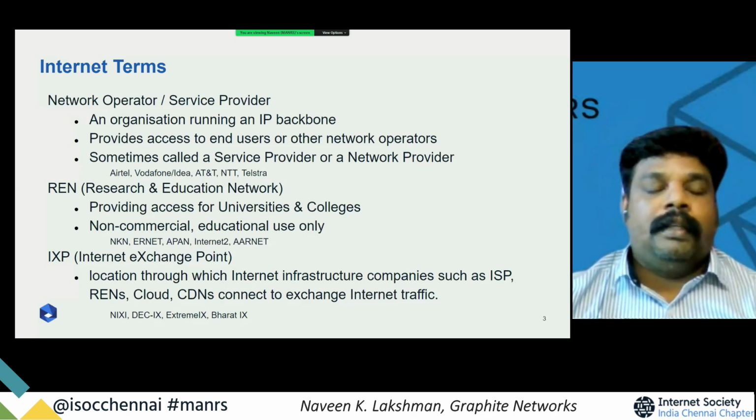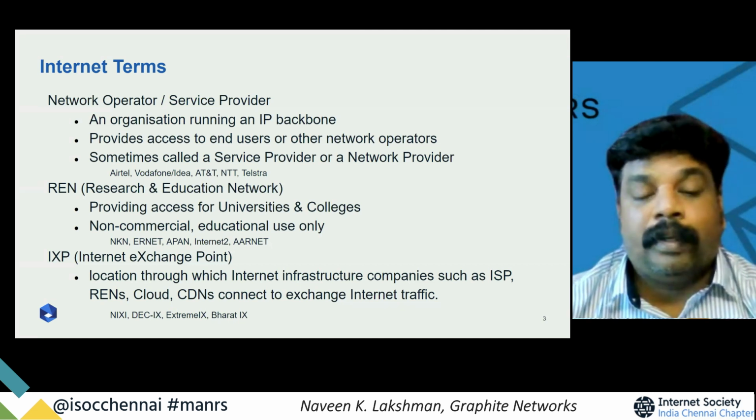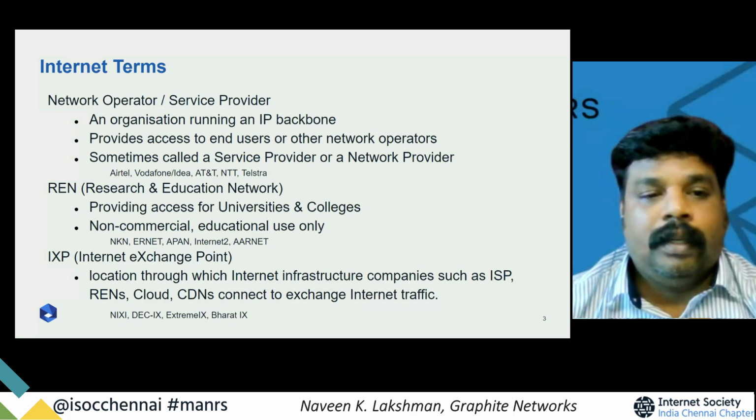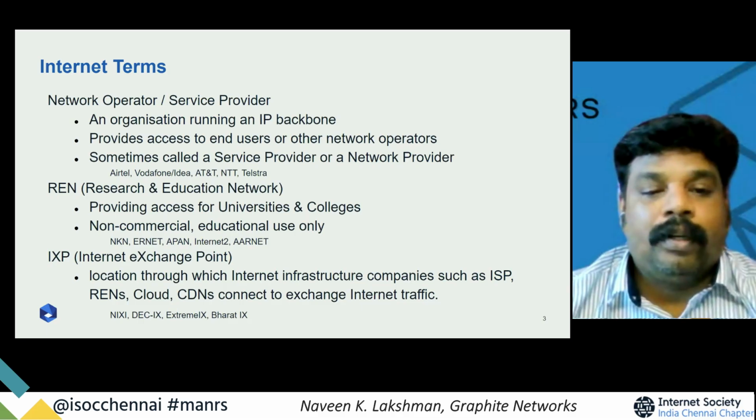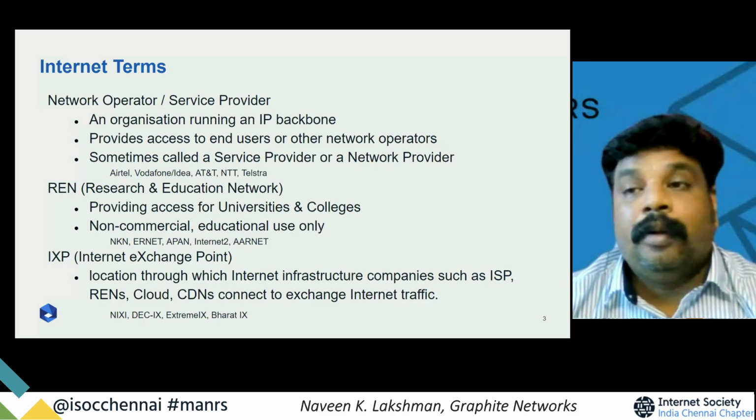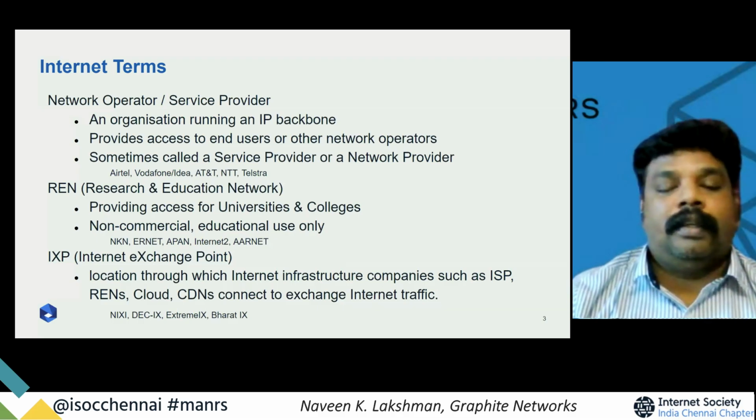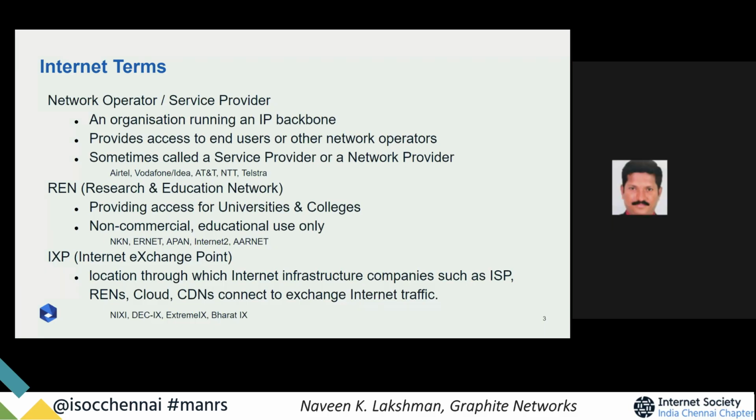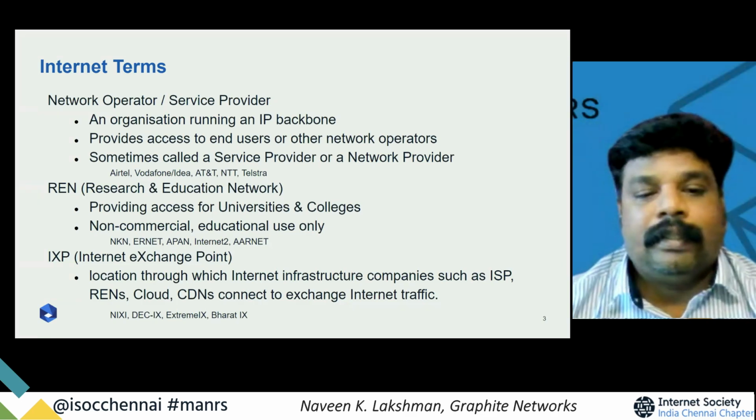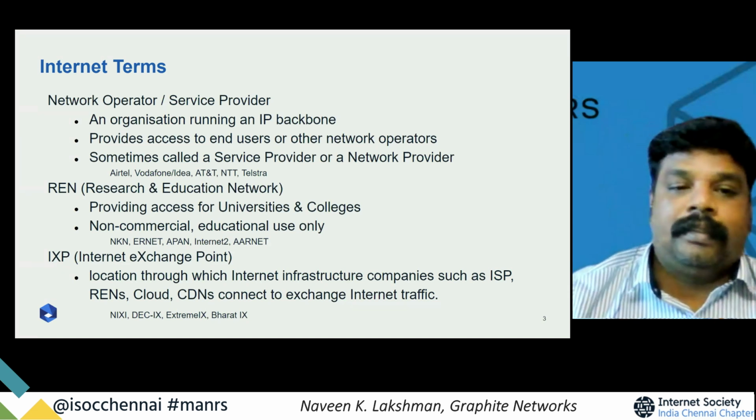And you have another category of networks, which is the research and education networks, which provide access for universities and colleges. Examples are ERNET, National Knowledge Network, EPAN, Internet2, PERN in Pakistan, etc. Then you have Internet Exchange Points. Those are the locations where companies like ISPs, research and education networks, cloud and content providers exchange internet traffic. So NIXI, DKIX, BharatIX, etc. are defined as an IX.